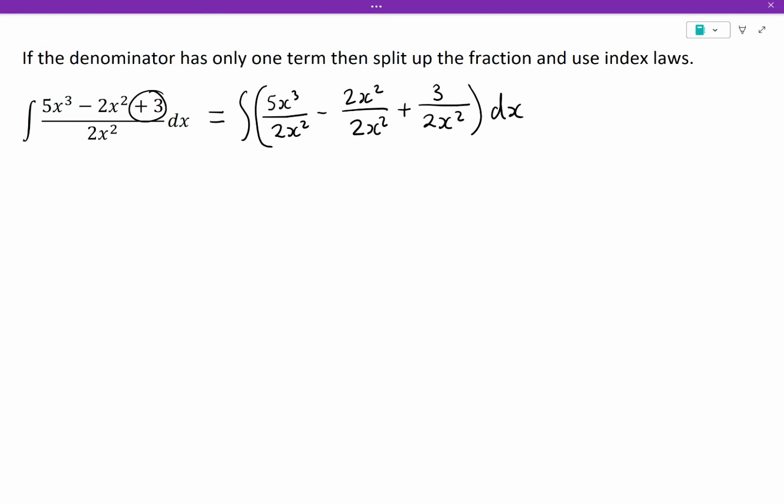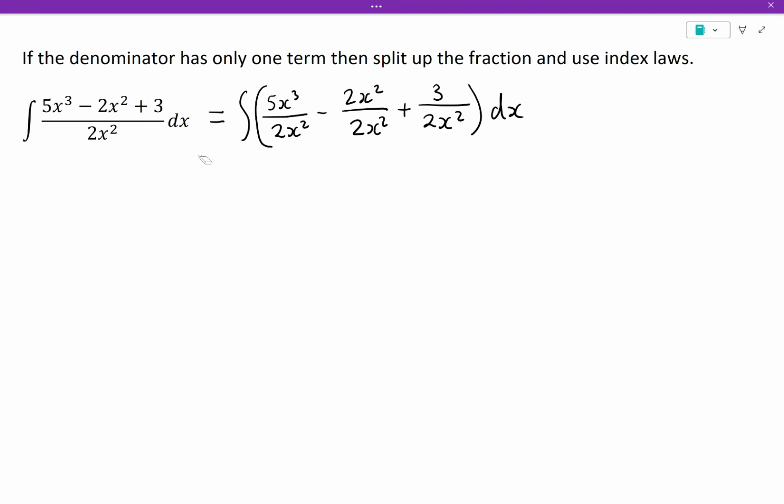Now, if you're confused as to how I've gone from here to here, think about it going in the opposite direction. Okay, because over here on the right, I've got three separate fractions with the same denominator. If that's the case, you should be able to add and subtract the numerators and write it as a single denominator. So essentially, I've just done the reverse of addition or subtraction.